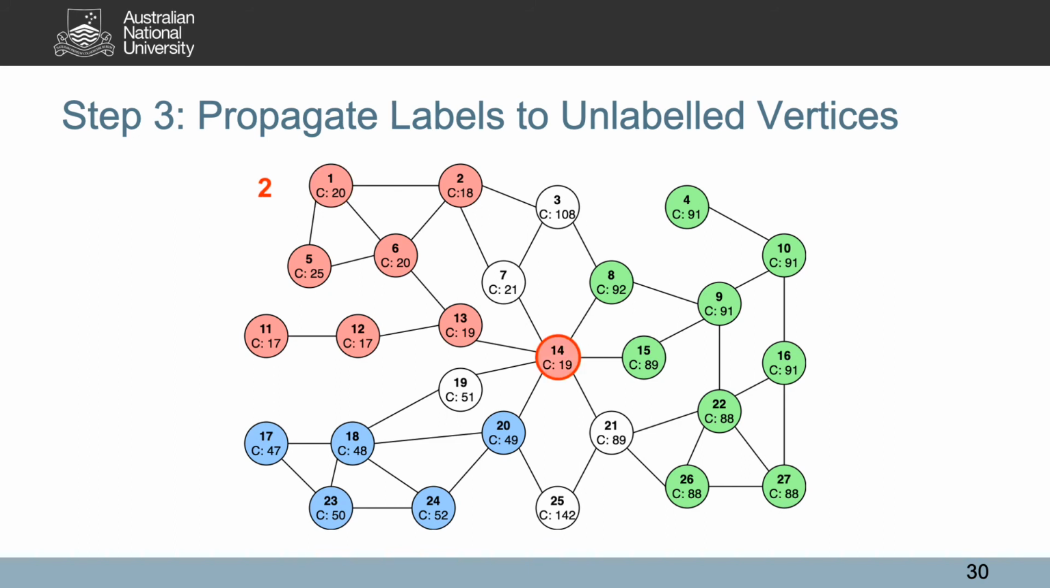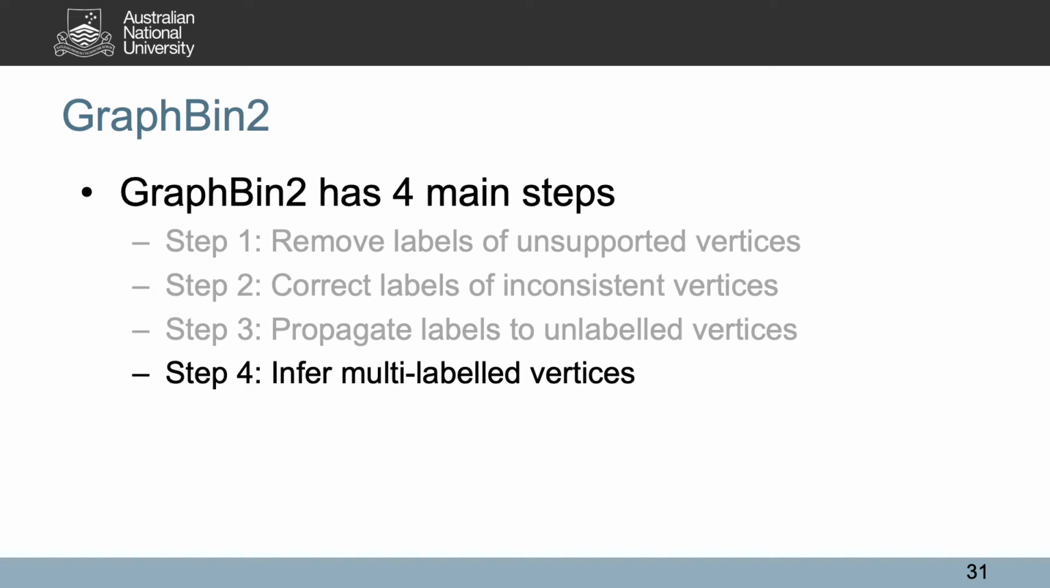The animation here shows the step-by-step label propagation process for the remaining unlabeled vertices in our example assembly graph. Candidate propagation actions for each of the unlabeled vertices are recorded and are executed according to the lowest distance and the lowest coverage difference. In the last step, we infer the multi-labeled vertices. We identify possible contigs which belong to multiple species.